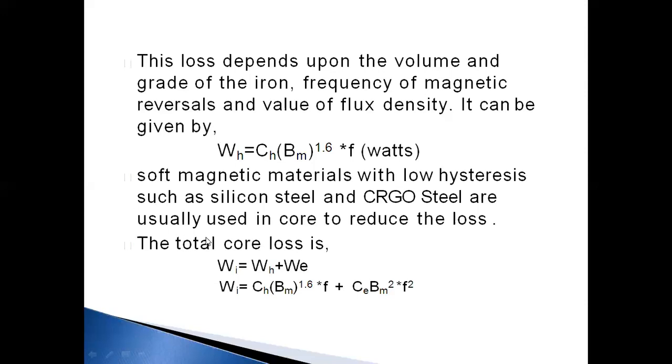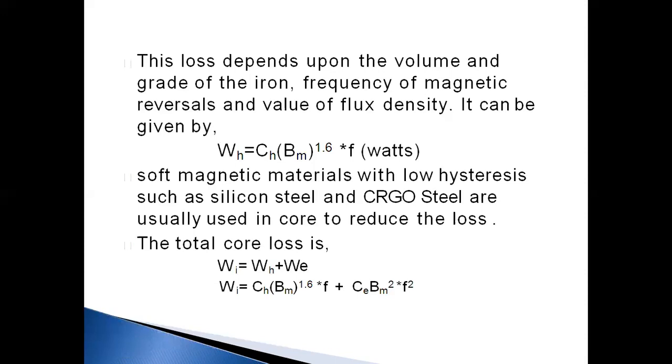So the total core loss, that is WI or the iron loss, is the summation of hysteresis loss and eddy current loss, that is WH plus WE, where the hysteresis loss is given by CH Bm to the power 1.6 into F, plus CE Bm squared into F squared. Here CH is called the hysteresis coefficient, whose value depends upon the material.